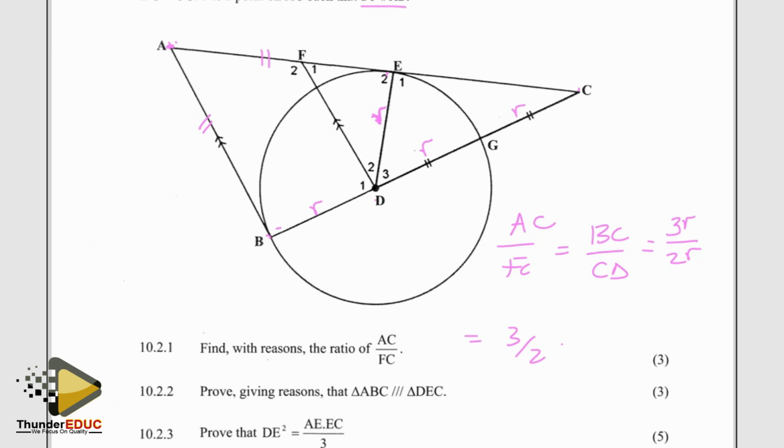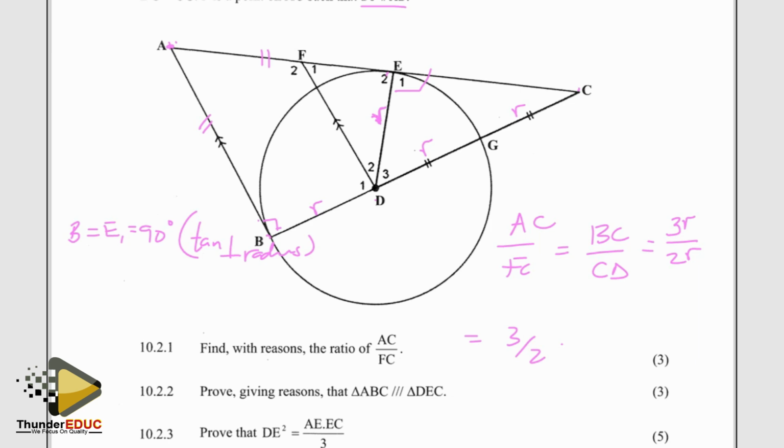we can say that B, this angle, is going to be the same as E1, which is 90. The reason is going to be the tangent must always be perpendicular to the radius. Okay, that is statement number one.